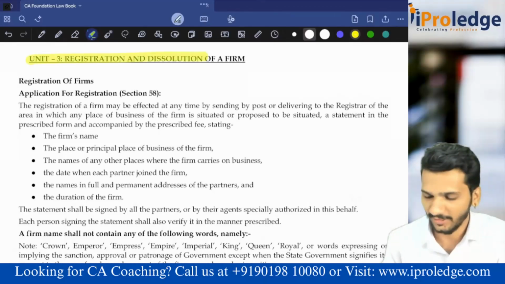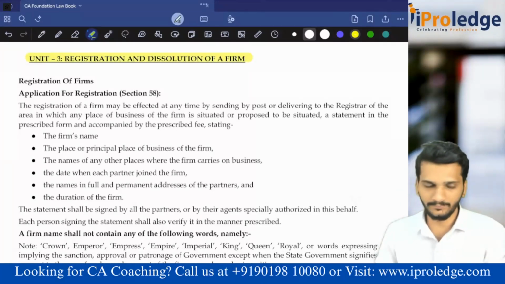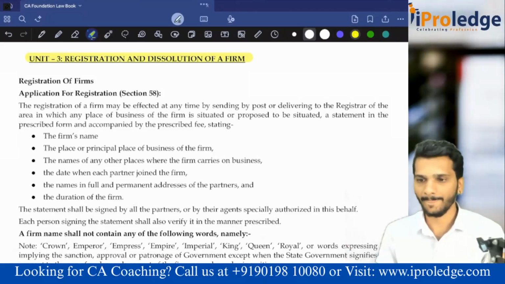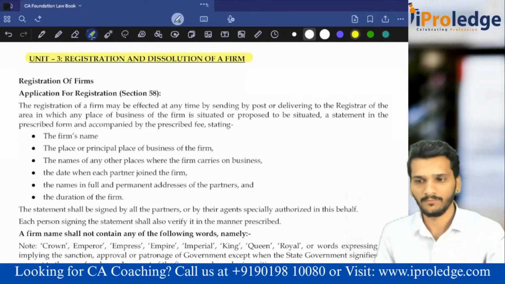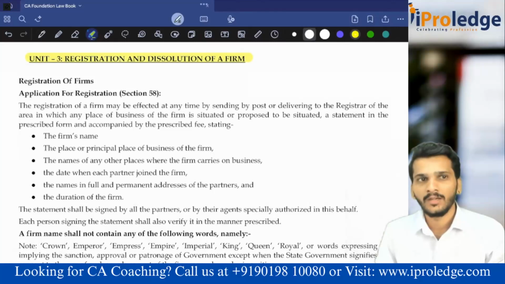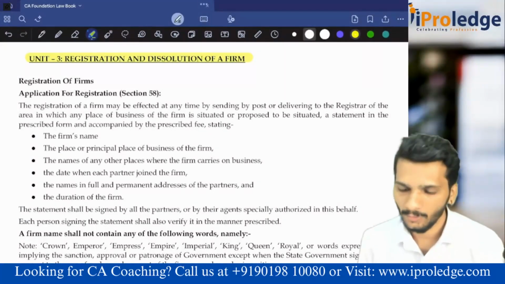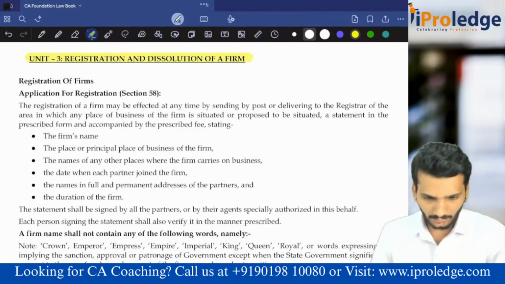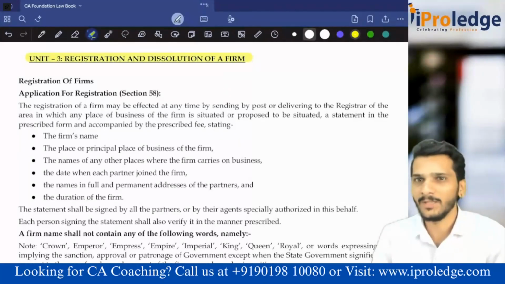The second category: Registration and dissolution of the firm. Till now we discussed, yes, partnership firm should be having so many rights. They're having different types of partner, different types of partnership firm. Okay, but how does a partnership firm come into existence? How does a partnership firm cease to be in existence? All those things are being discussed here.